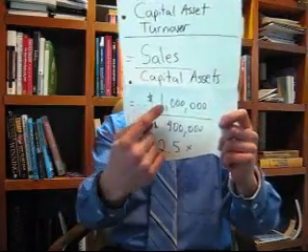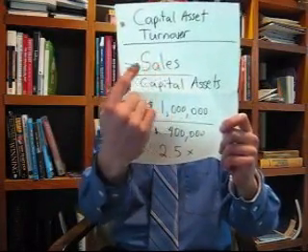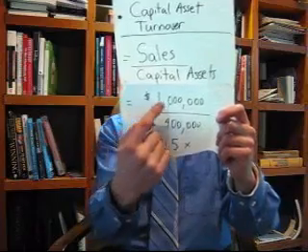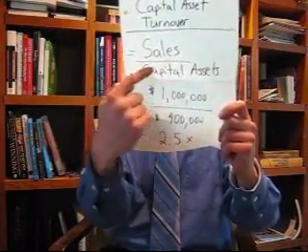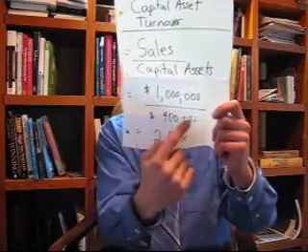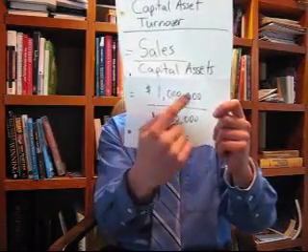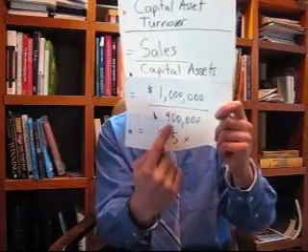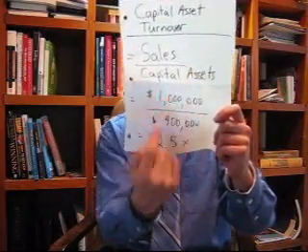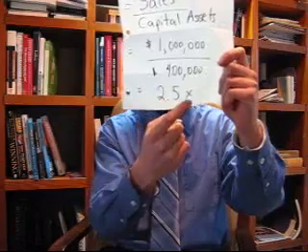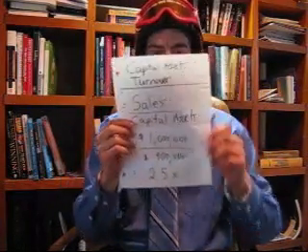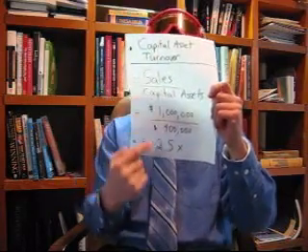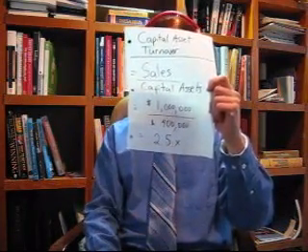And let's take an example. Let's say we have $1 million a year is our sales. Our sales are $1 million every year. Let's say our capital assets are $400,000. So $1 million in sales every year divided by $400,000 in capital assets equals 2.5 times is our capital asset turnover. So our capital asset turnover is 2.5 times.